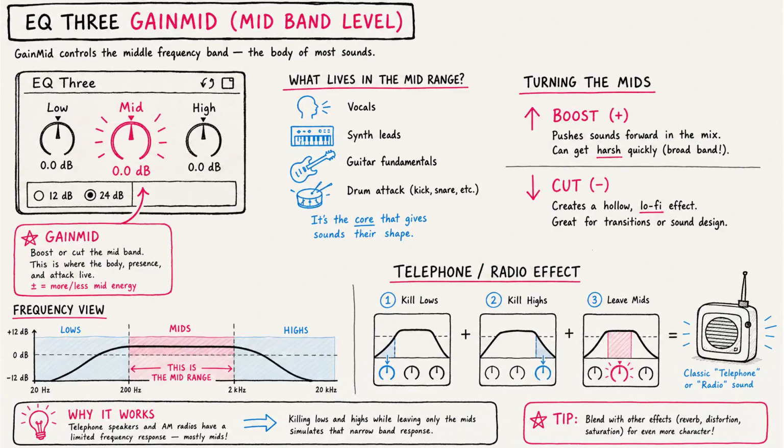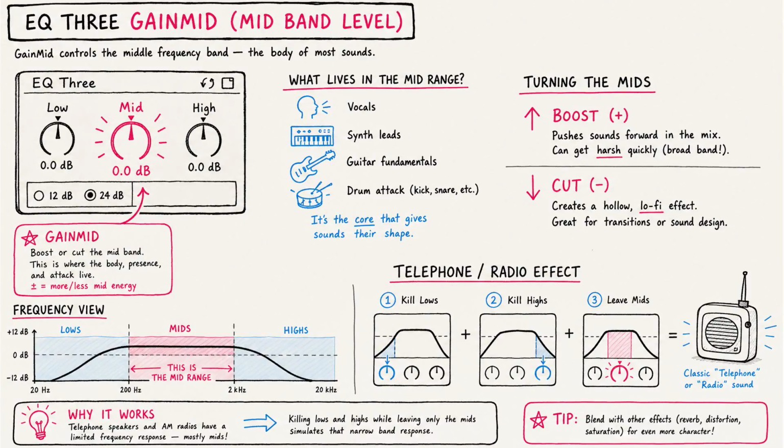GainMid controls the middle frequency band, which contains the body of most sounds, vocals, synth leads, guitar fundamentals, and the attack portions of drums. Killing the mids creates a distinctive hollow lo-fi effect that can work beautifully for transitions or creative sound design. Boosting mids pushes sounds forward in the mix, though this tends to sound harsh quickly given EQ3's broad band design.